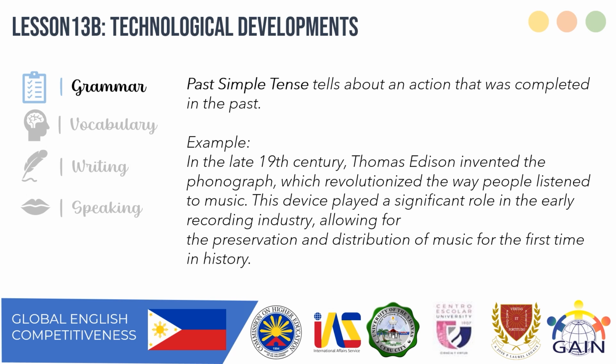For example, in the late 19th century, Thomas Edison invented the phonograph, which revolutionized the way people listened to music. This device played a significant role in the early recording industry, allowing for the preservation and distribution of music for the first time in history. In this example, the past simple tense allows us to discuss the historical event of Thomas Edison's invention of the phonograph and its impact on society at that time. It helps convey a sense of completed actions in the past, giving a clear timeline of technological advancements.